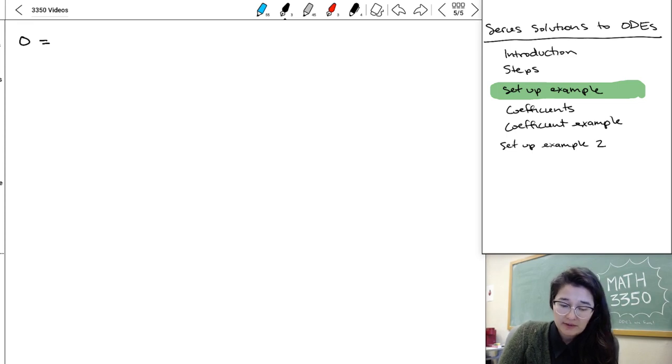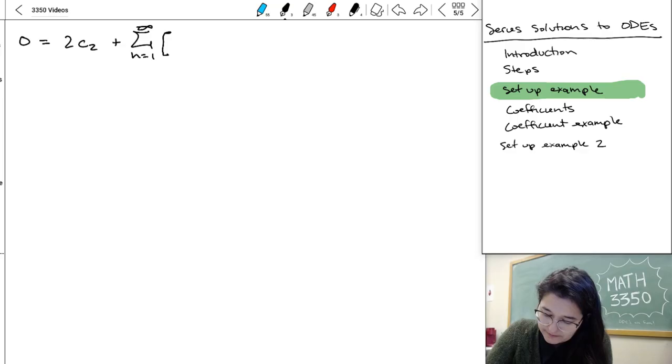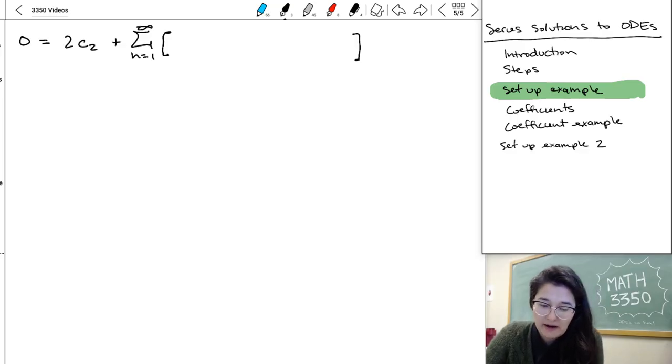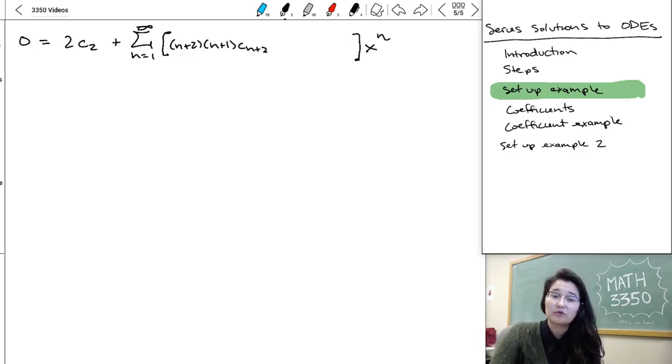So that first part that I pulled out front just simplifies to 2c2, and we will talk about what to do with that when we get to the next step. But for now, I just want to make sure that my entire series is inside one series. That series has lower bound n equal 1 and goes up to power x to n. And then I'm just combining the coefficients I had, n plus 2, n plus 1, c sub n plus 2, and then subtracting what I had on that second series, minus c sub n minus 1.